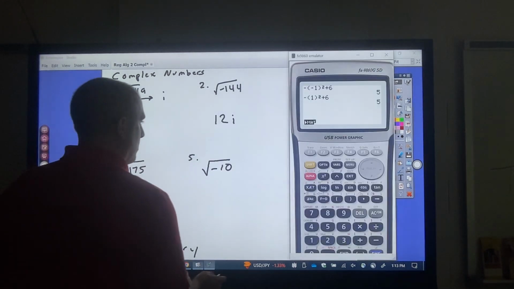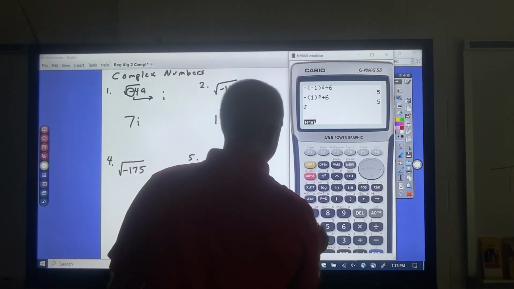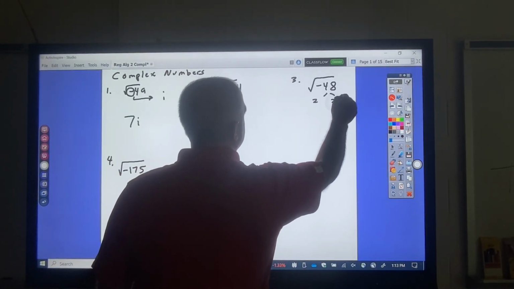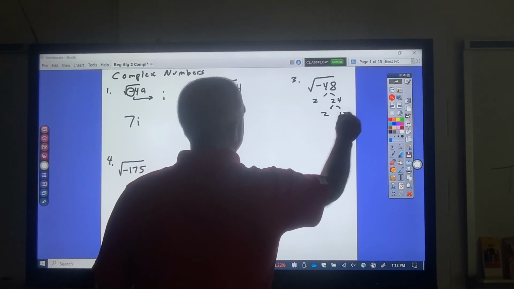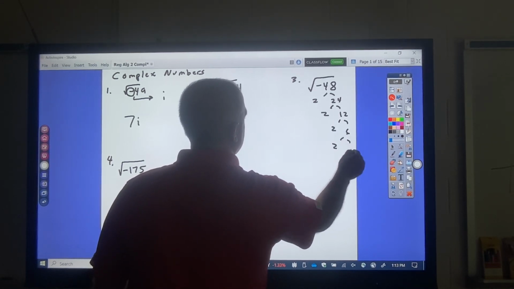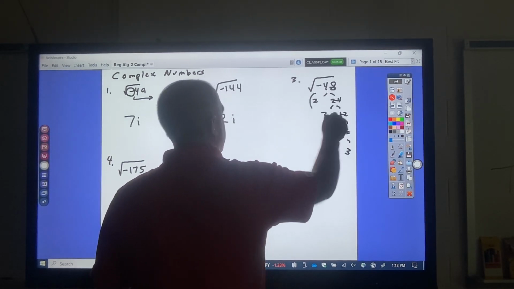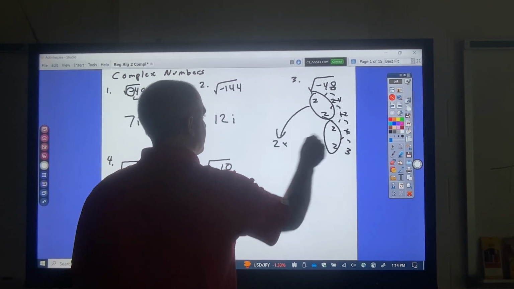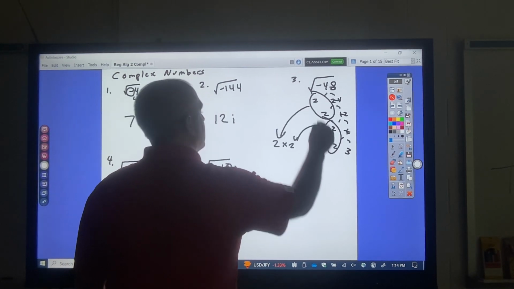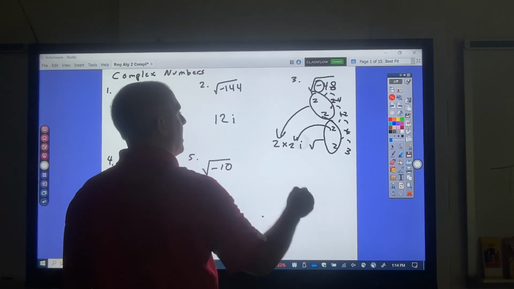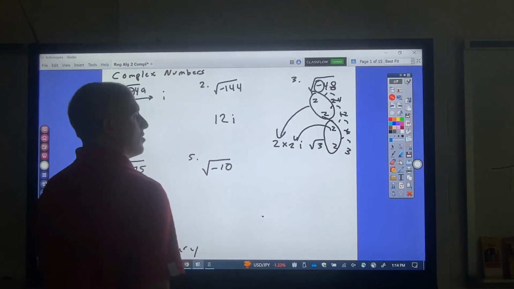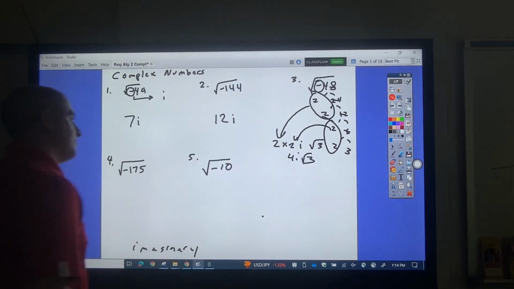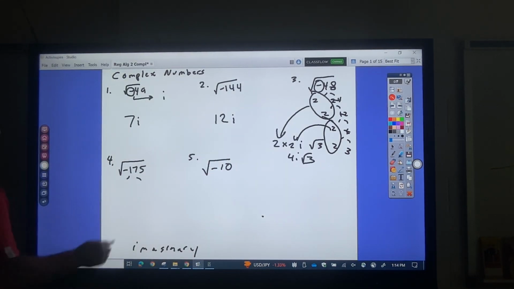Now, if I take the square root of negative 48, the problem is it's one of these crazy decimals, so I have to break that down like I did before. 2 and 24, 2 and 12, 2 and 6, 2 and 3. Cross off all those pairs, and I can take 1 per circled pair. Since I have the negative, I just put the i out there. What I didn't cross off is 3, so that's 2 times 2, which is 4i square root of 3.